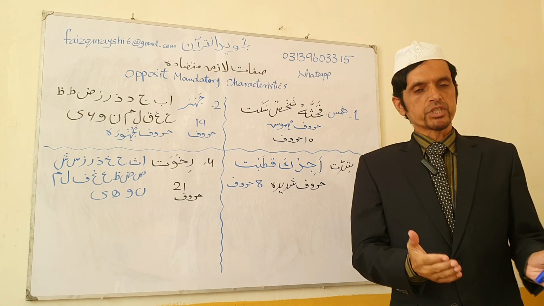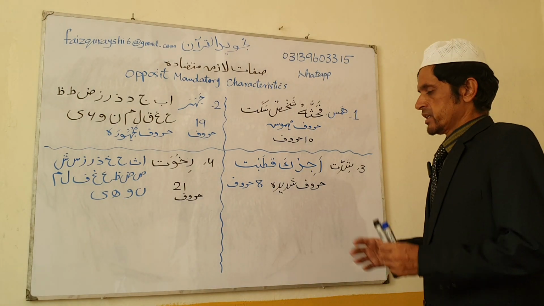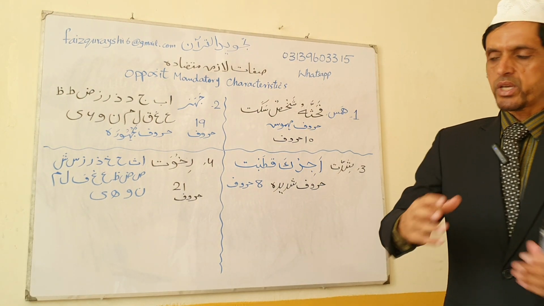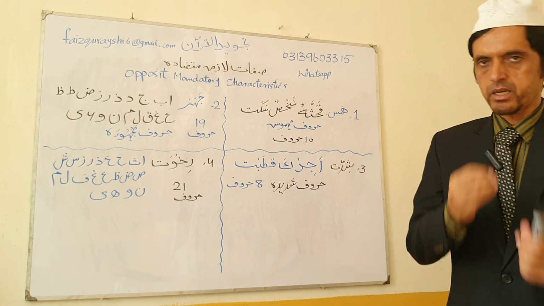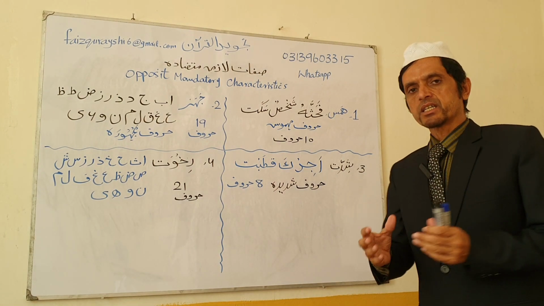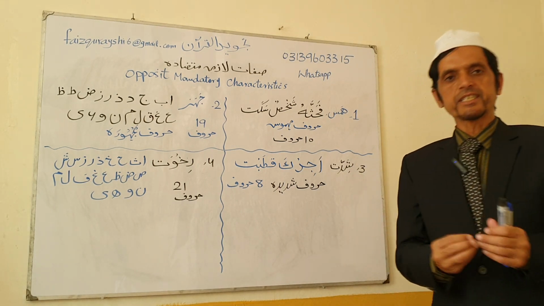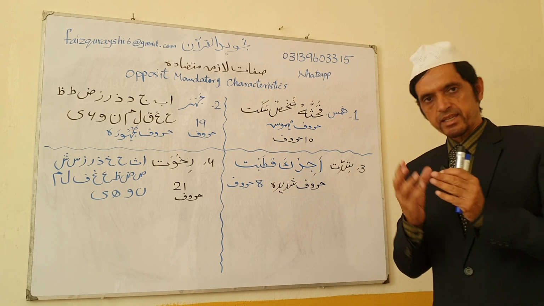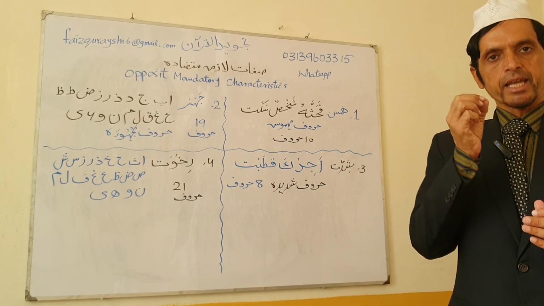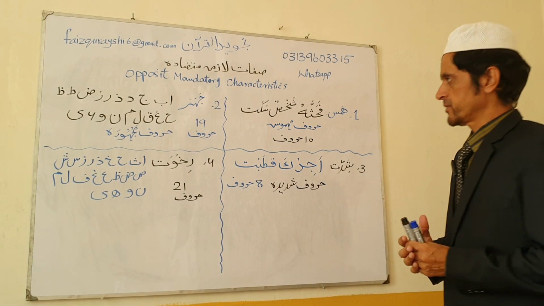I am going to teach you Tajweedul Quran in English. In Tajweedul Quran, we have 29 letters in the Arabic language, and there are 17 articulation points for these 29 letters. And we are supposed to articulate every letter from its proper articulation point.